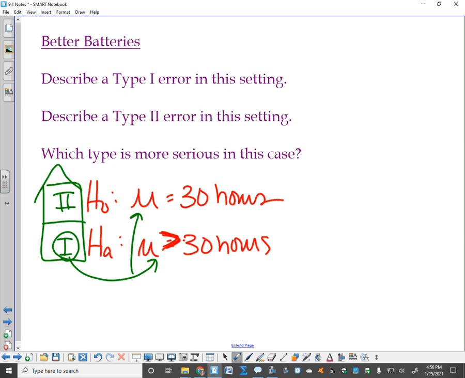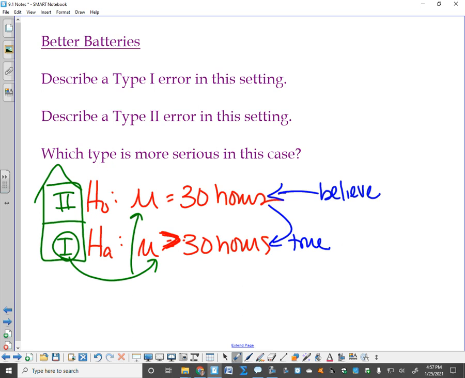Okay, type 2 error. Type 2 error means I go with level 2. I go with the fact that they only last 30 hours, when actually they last longer than 30 hours. So I go with this one when actually this one is true, but I believe this one. So I say, sir, we did this test. These new batteries only last 30 hours. They do not last longer than 30 hours, when actually they do.